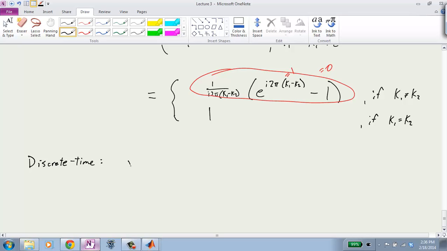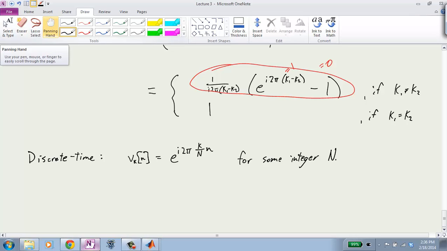Here what we're going to have is our v_k's, our basis signals, and I use a bracket n to just show that there's a discrete time signal. This is going to be e to the i 2 pi, same thing, but with a capital N that's an integer, and n is an integer. t didn't have to be an integer, but for discrete time, n needs to be an integer. And we look at these signals, and the first thing we notice is that this set of signals, they're all periodic with period N.